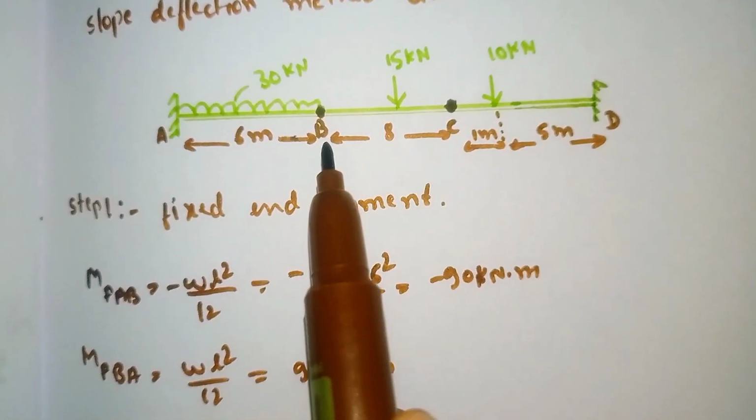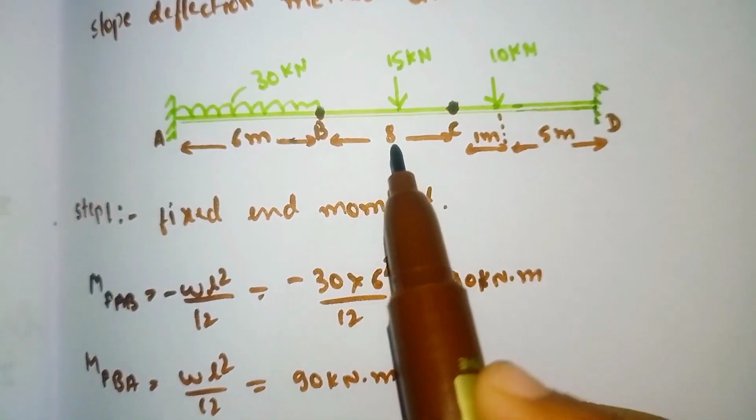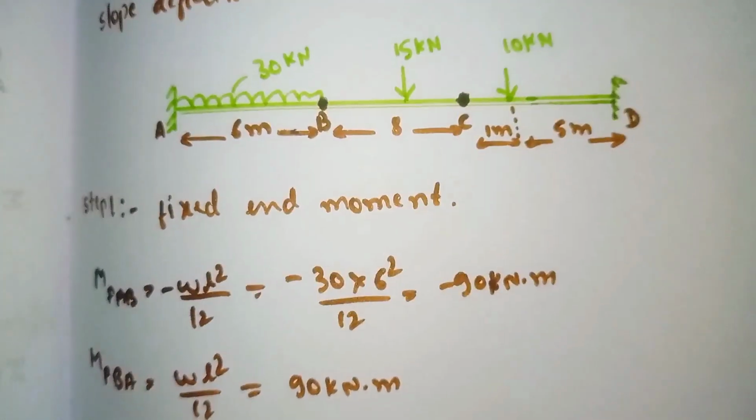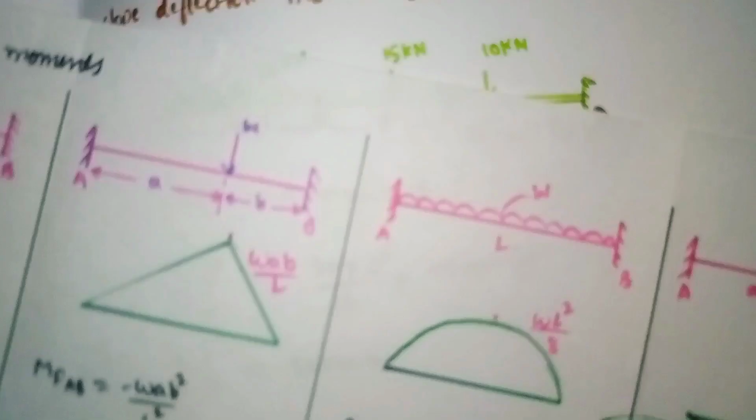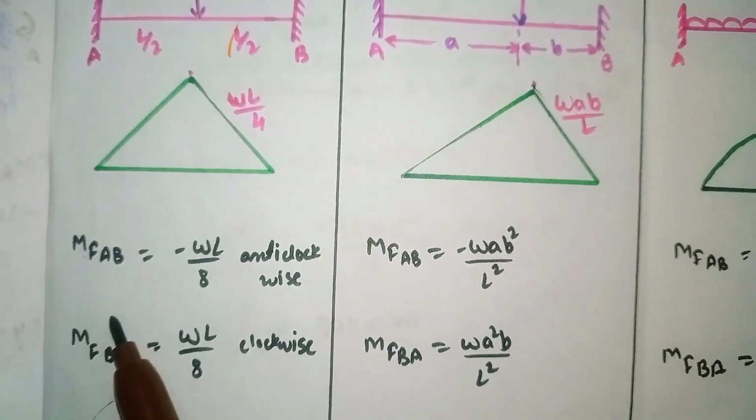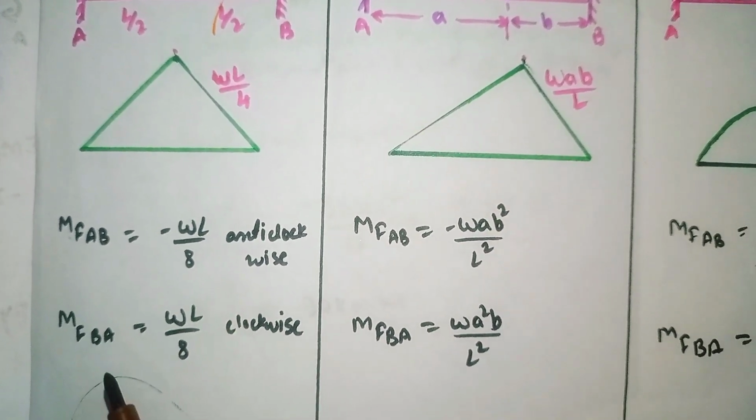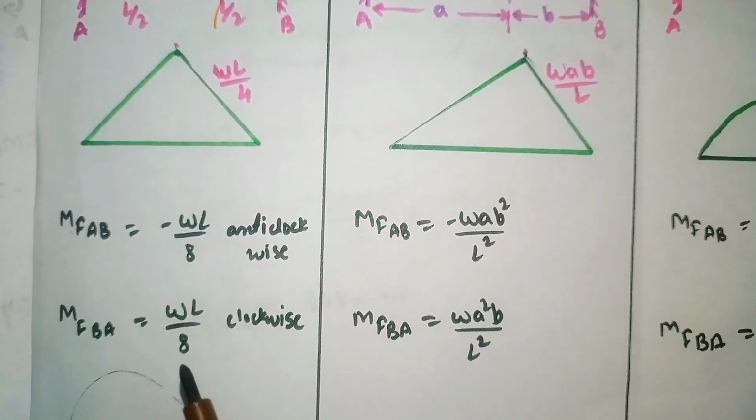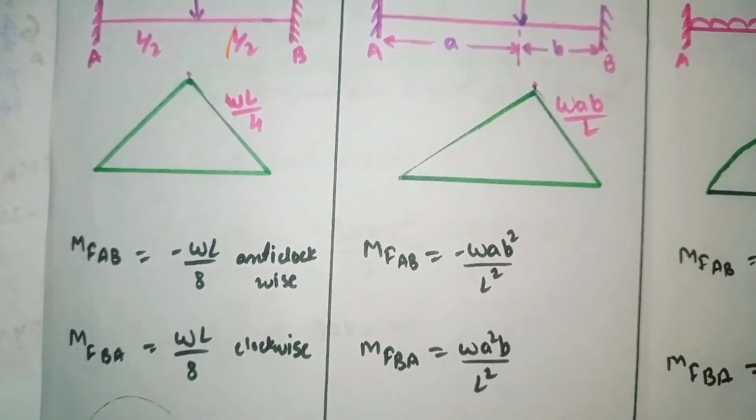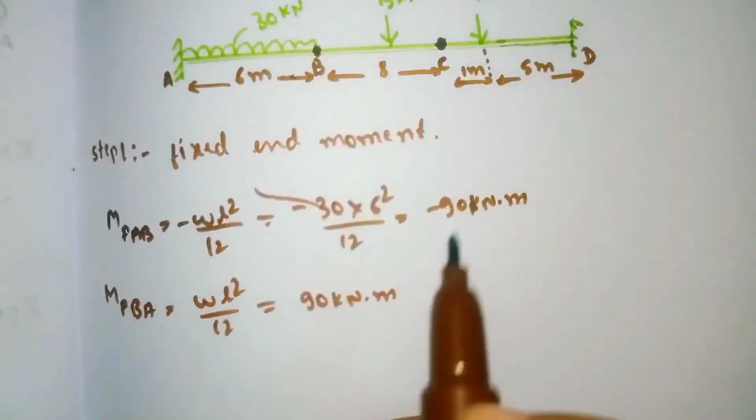Similarly, we'll see span BC. For span BC, the point load is acting at the center. For a point load acting at the center, we have the formulas MFAB is equal to minus WL divided by 8 and MFBA is equal to WL divided by 8. By using these two formulas, we will calculate the fixed end moment for span BC.